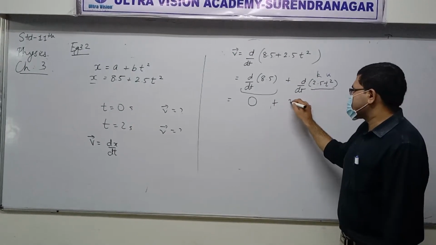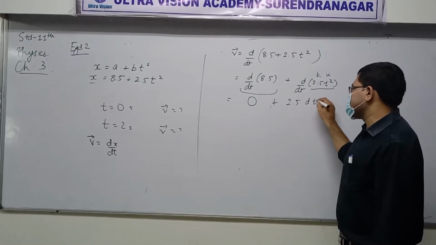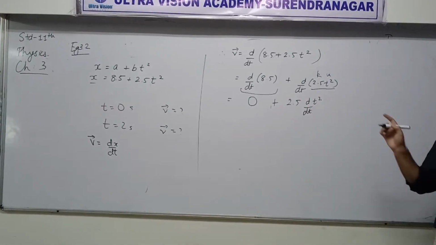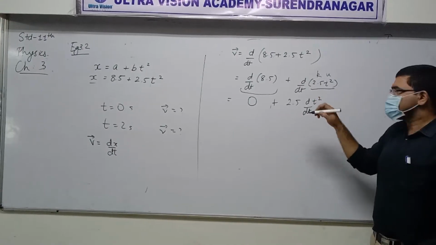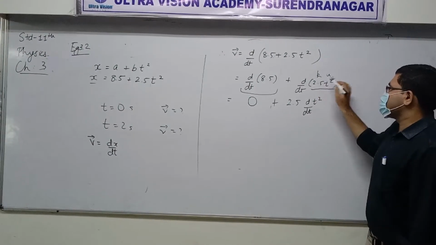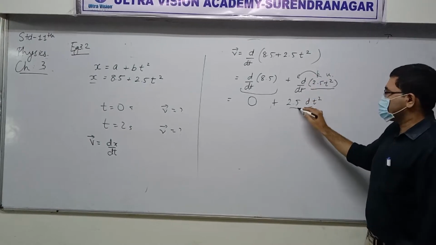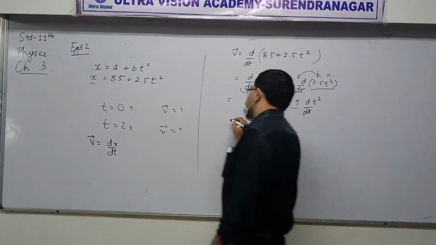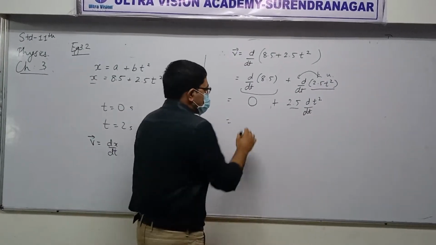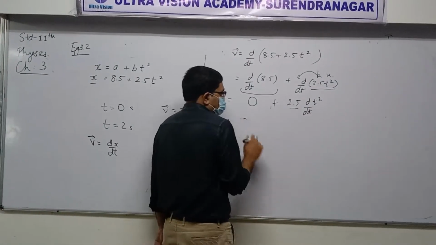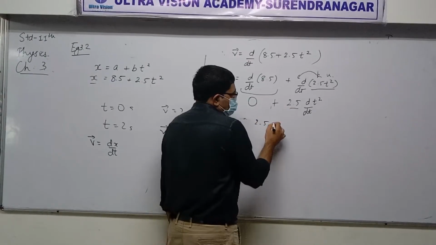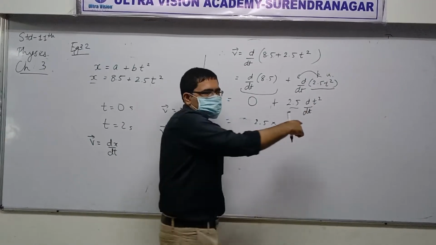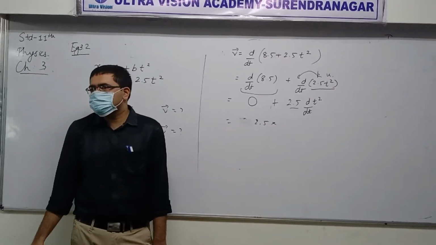It will be 2.5 dt square by dt. Yes or no? Taking the constant out. Got it? Compare it with what we have, a into u. So keep k outside. So 2.5 outside and remaining just like that. Understood? Okay. So this is equal to now 0, no need to write that. Yeah. 2.5 into. Who can tell me what this is? Raise your hand. dt square by dt. What will that be?